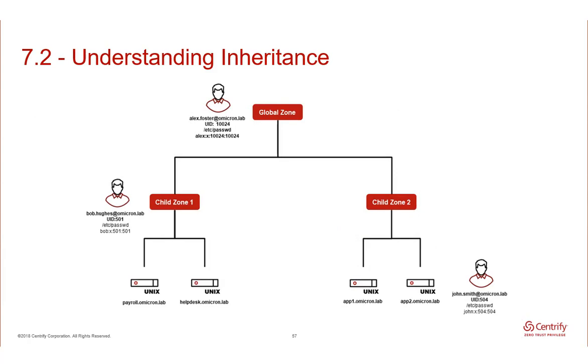Now, in this example using zones, each user has an Active Directory account and a UID for a Unix system. Alex Foster has been added to the global zone with privilege to all systems in the environment. Bob Hughes is added to Child Zone 1 only and has privilege to the payroll and help desk servers. And finally, John Smith is defined as a local user of App2 only and does not have any other privileges. The zone is only a container, and with this approach, it's not necessary to change file ownership on servers as they are done within the zone.